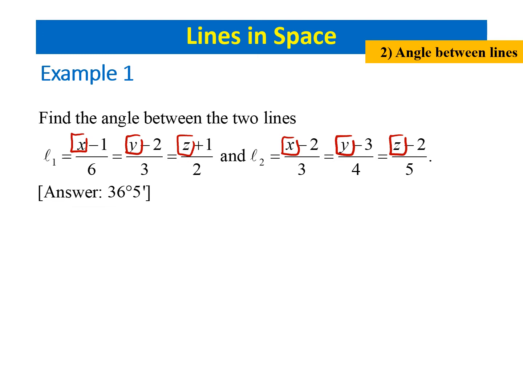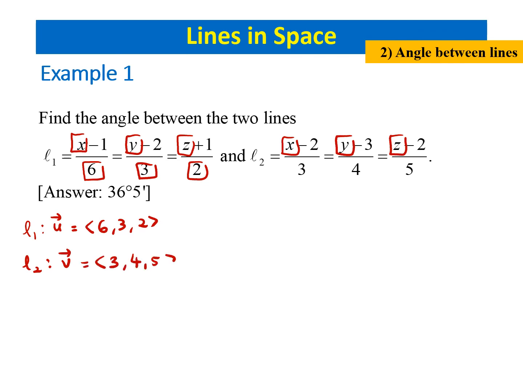Since we don't have to do anything, we can straight away take the vector which is parallel to L1. In order to find the vector that is parallel to L1, we write it as u. We just take the values in the lower part. So the vector u equals 6, 3, and 2. And for L2, the vector we represent as v equals 3, 4, and 5.